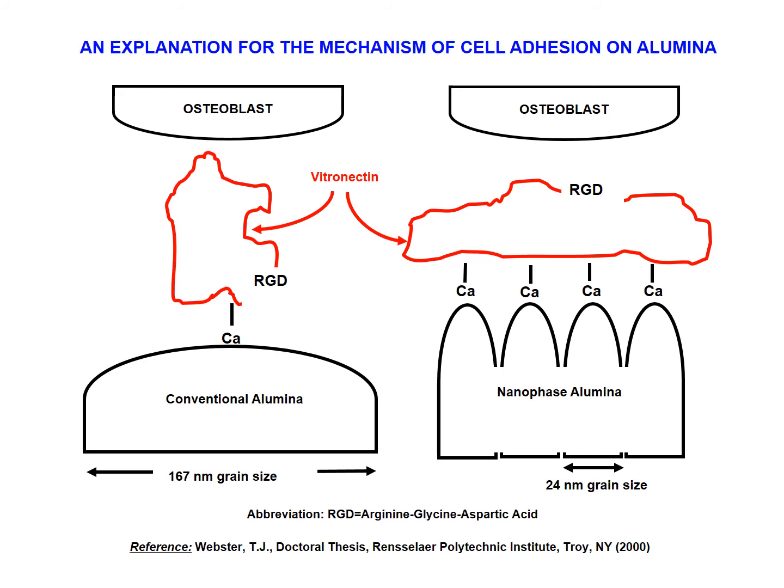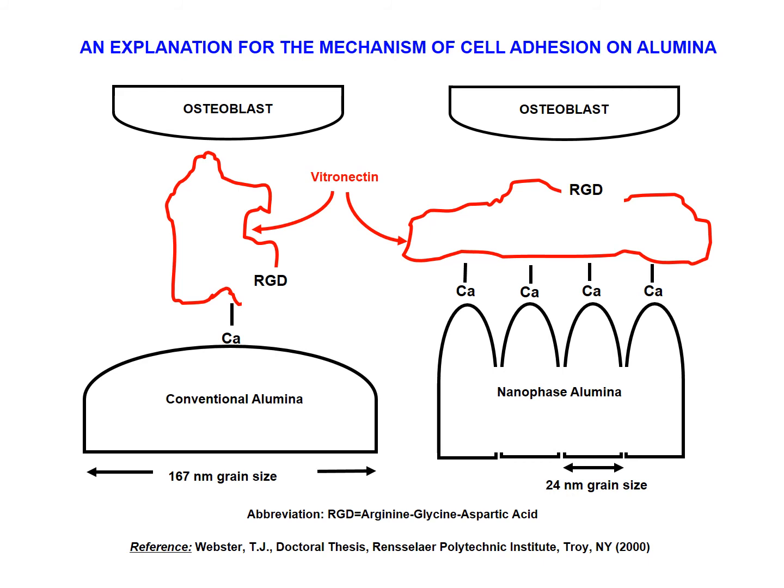One of those domains is RGD, arginine glycine aspartic acid. Dr. Webster's explanation was that when vitronectin is adsorbed on conventional alumina, its conformation, or the opening up or the particular morphology that the protein takes on that substrate, is such that the adhesive domain of RGD is hidden away from the osteoblast. Therefore, the osteoblast cannot interact adhesively very well with the conventional ceramic.